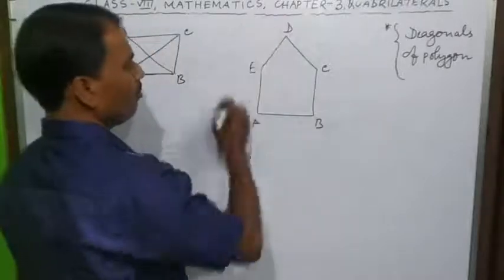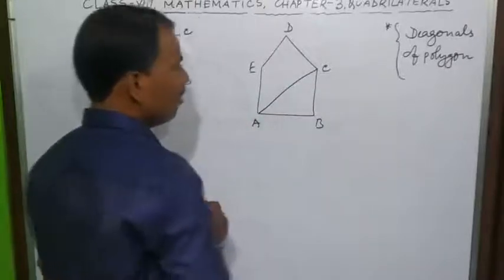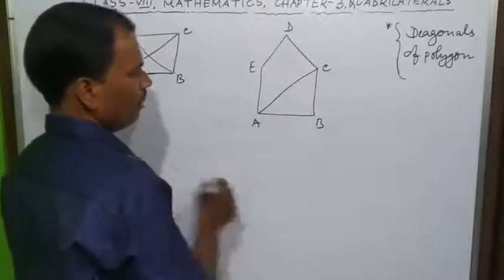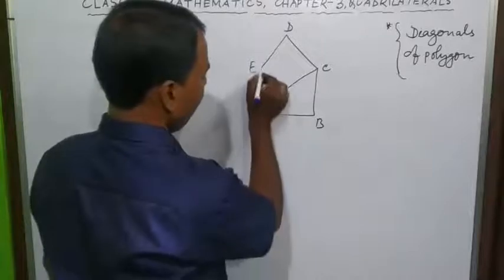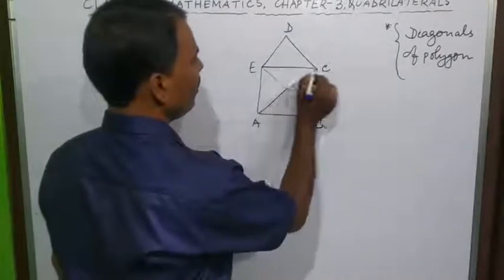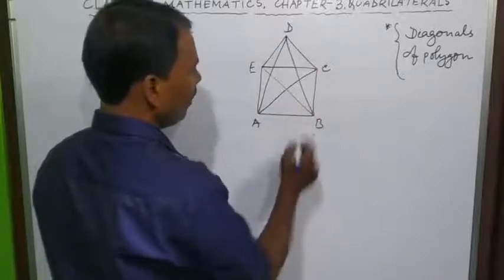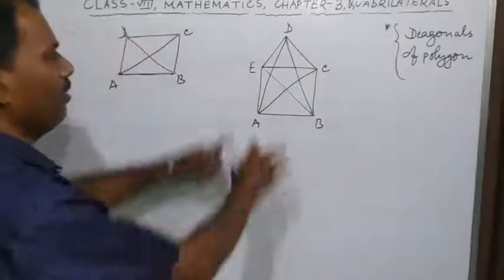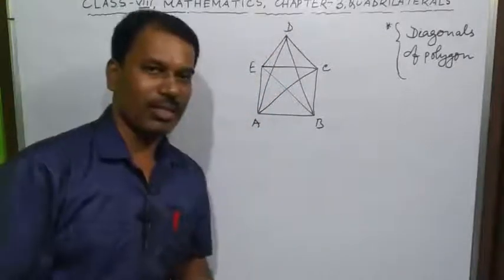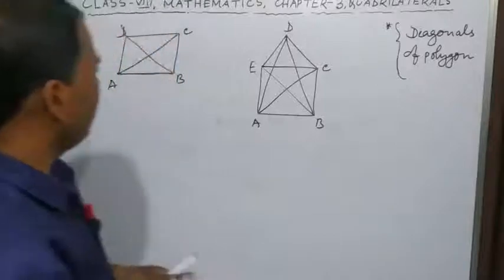These are the consecutive points, and leaving one point in the middle, the second point will be the opposite point to this one. Therefore, AC is one diagonal. Again, BE is also a diagonal, CE one diagonal, AD one diagonal, BD also a diagonal. These all are diagonals. My dear students, perhaps you understood what is called a diagonal.